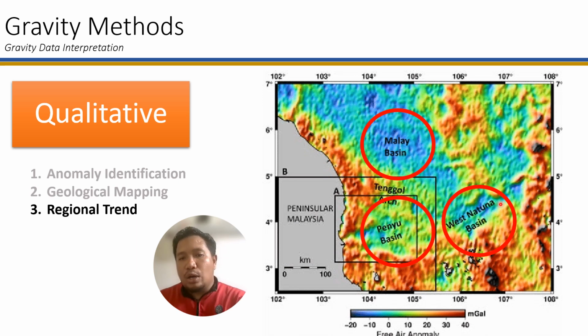Most of our economically viable oil and gas extraction comes from the Malay Basin, while the Penyu and West Natuna Basins are still under study. So there is a chance in the future for Malaysia to grow its economy when geologists or geophysicists explore these 2 areas.